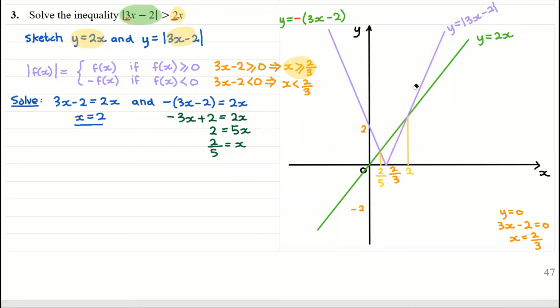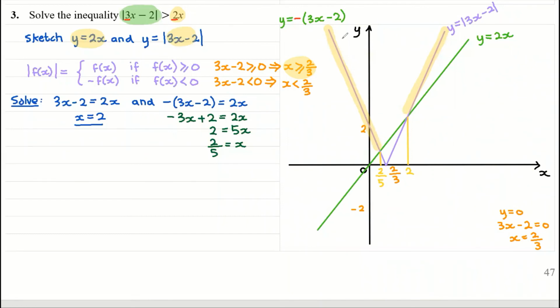So if you look at the modulus graph, when is it greater than 2x? Well, we could shade in the region, couldn't we? It's greater than 2x here because that modulus line is above the green line, and it's also greater than y equals 2x there because that's also where the modulus line is above the line y equals 2x. So how do we answer the question? Well, we just state the two regions.